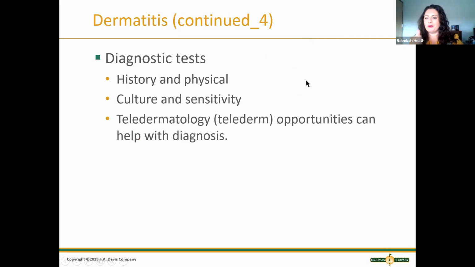How are we diagnosing this? What do we do? Well, we're going to get a history and physical. We're going to find out, are there things that they already know they're allergic to, or what were they exposed to? What have you done the last few days? What have you been eating? Have you had new laundry detergent? What in your environment has maybe changed that they've had this reaction?